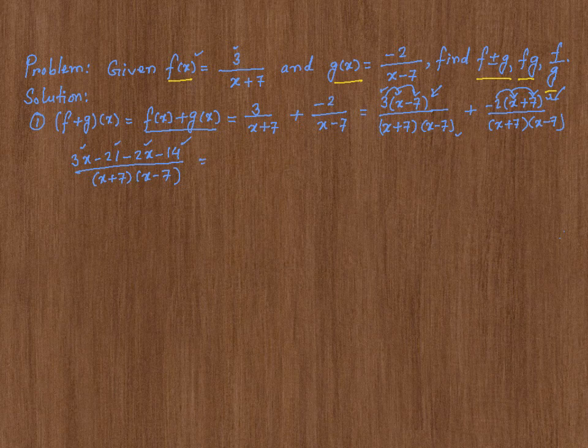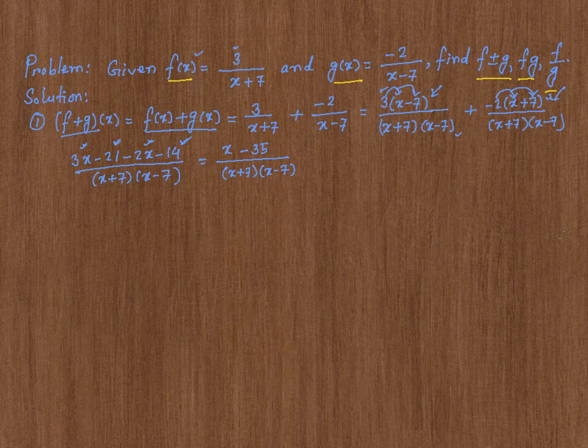Now if I go one step further, I get the following: x plus 7 times x minus 7 in the denominator. Now this becomes 3x minus 2x is going to be just x. Negative 21 minus 14 is going to be negative 35, and that's what the new function f plus g looks like.